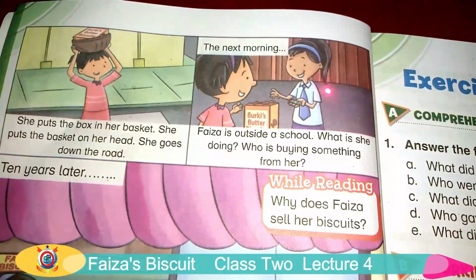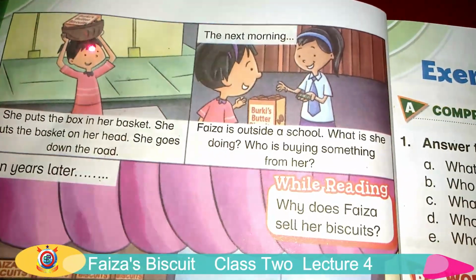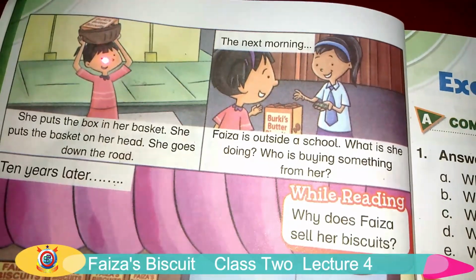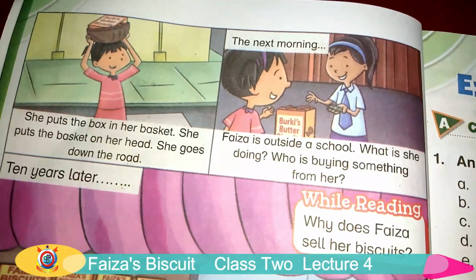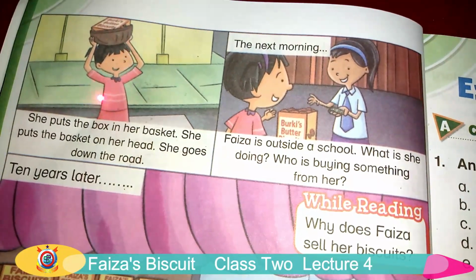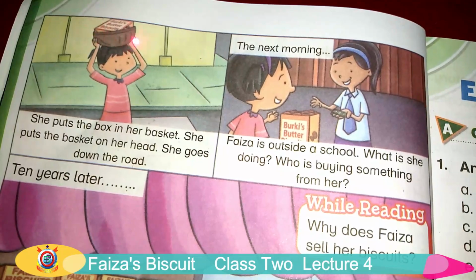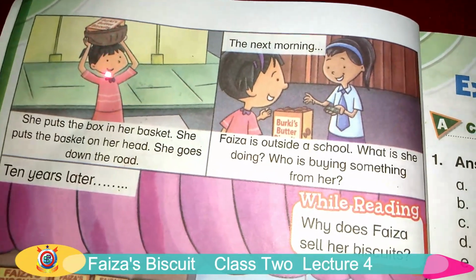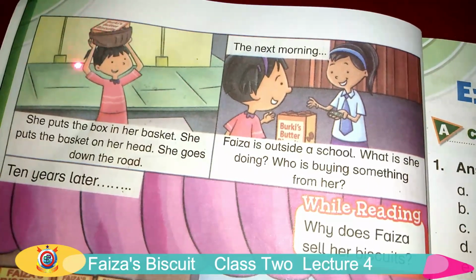Now open page 4 of your book. Before moving on to the story, let's have a look at the picture. What do you see in this picture? Very good. We can see that Faiza is carrying a basket on her head.